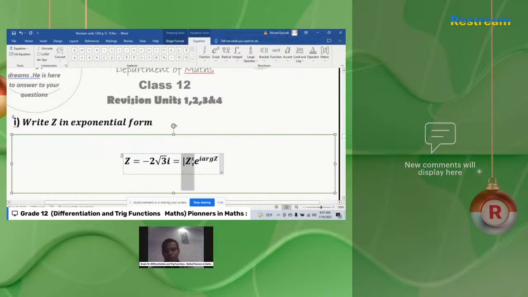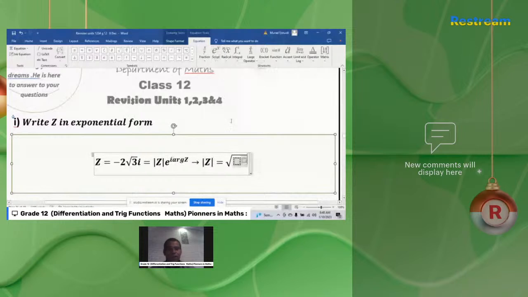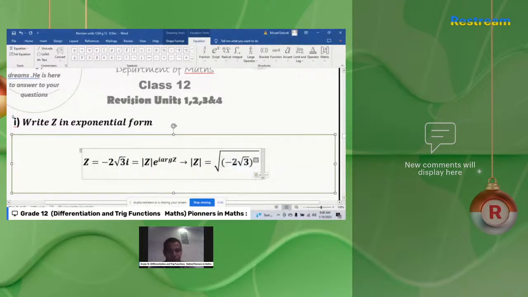Therefore, the modulus of the complex number z gives me exactly the root of, between parentheses, negative 2, and I should square this number. So to the power 2.